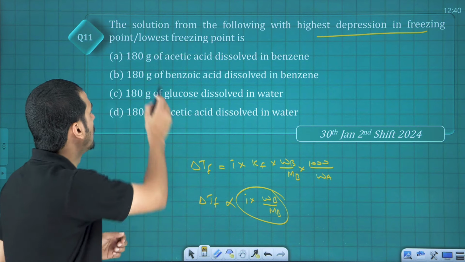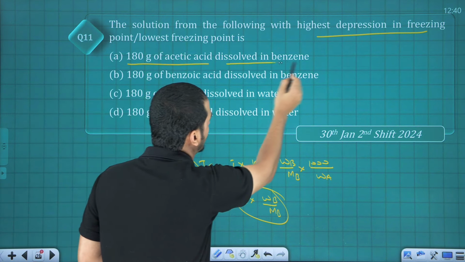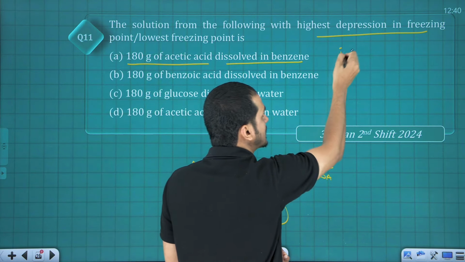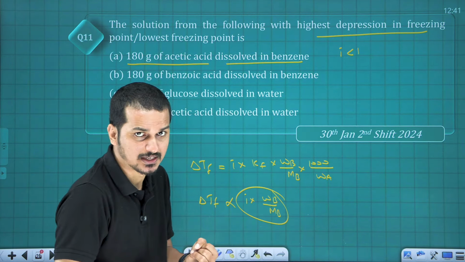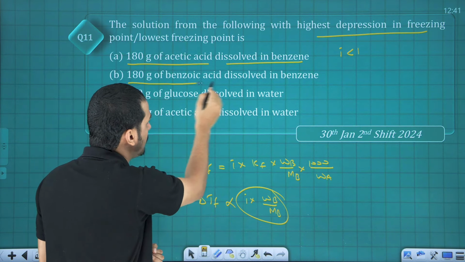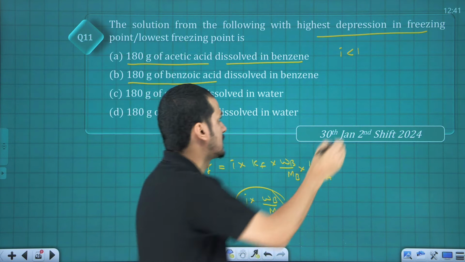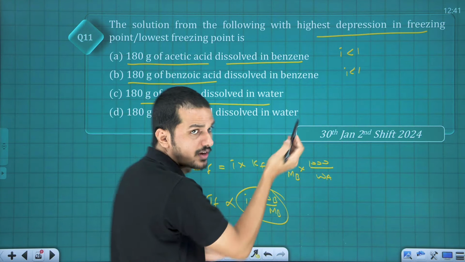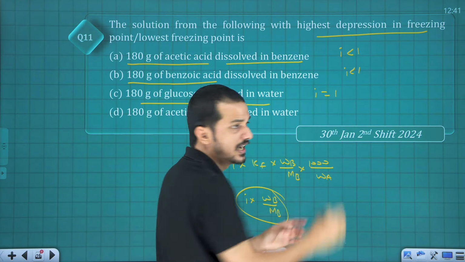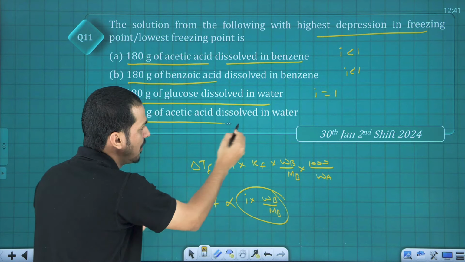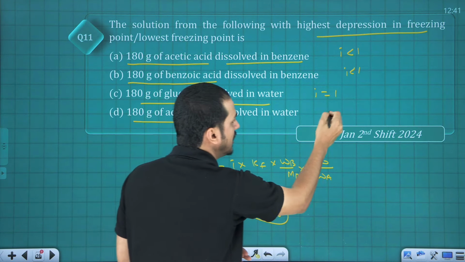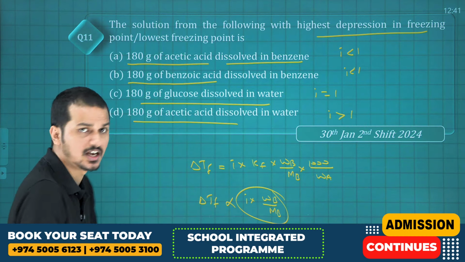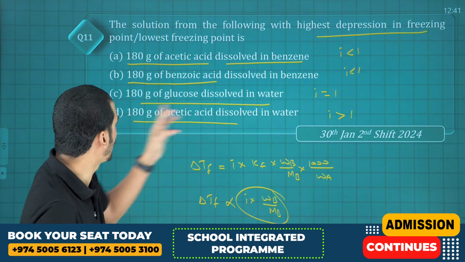Here they are telling about 180 gram of acetic acid dissolved in benzene. In benzene, that time the i value is less than 1 because dimerization will take place. And 180 gram of benzoic acid dissolved in benzene also undergoes dimerization, so the i value is less than 1. And 180 gram glucose dissolved in water, i equals 1. And 180 gram of acetic acid dissolved in water, that time the i value is greater than 1, so it will dissociate in water. That idea you know. So the i value is more for this one.